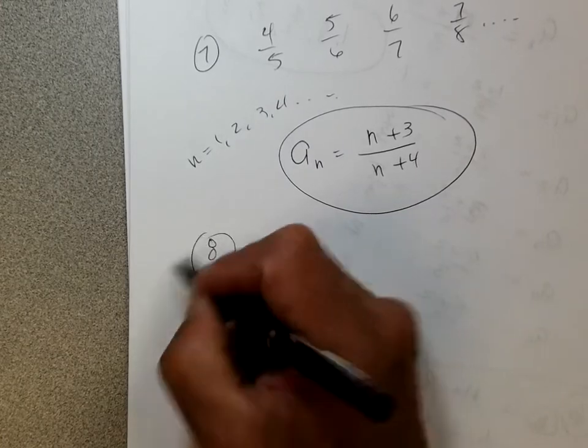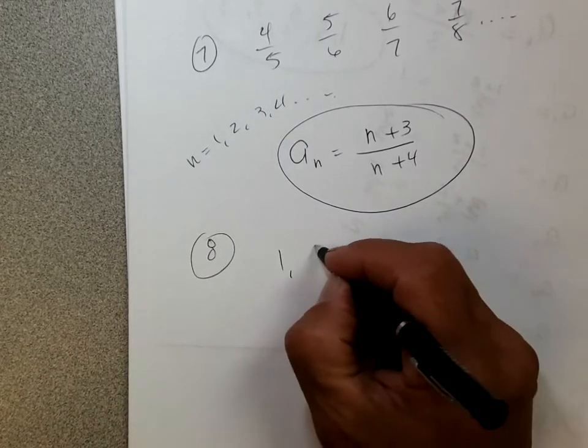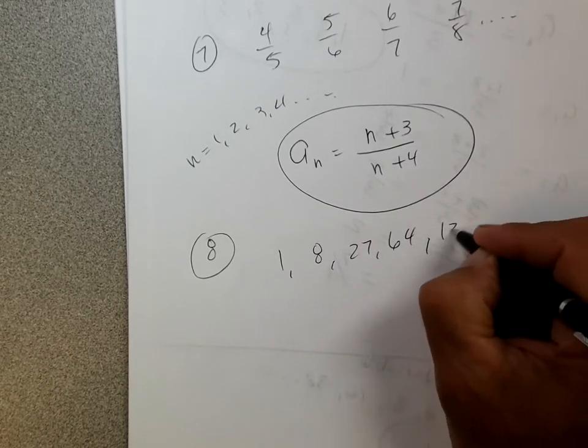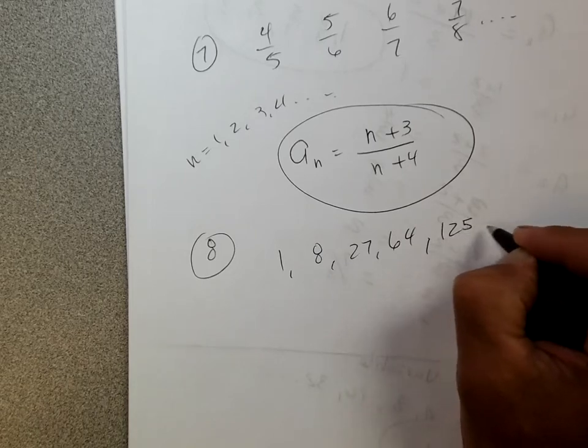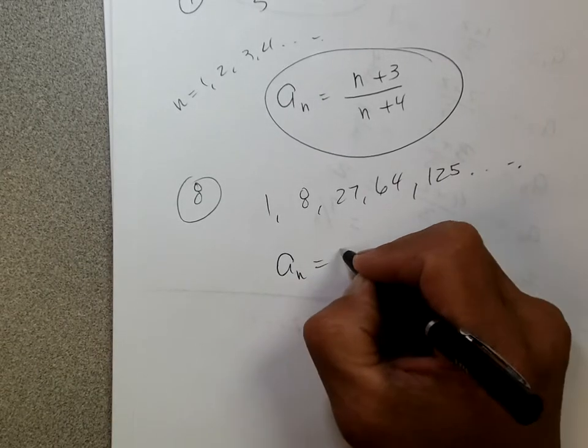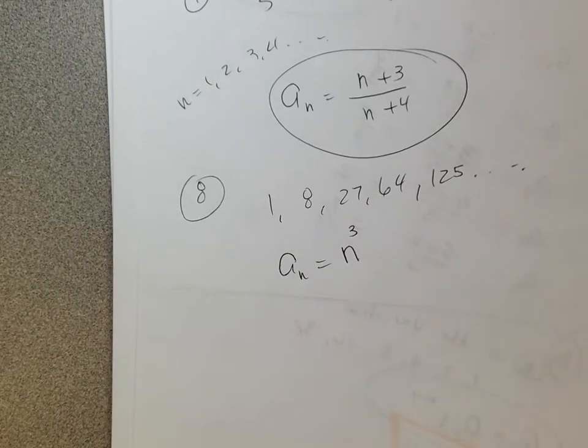Okay, number 8. I've got 1, 8, 27, 64, 125, dot, dot, dot. Do you recognize these numbers? These look like special types of numbers. What are they, Katie? No, it's the cubes. They're cubes. Oh gosh, they're cubed. A of n equals n cubed. That's my formula. 1 cubed, 2 cubed, 3 cubed, 4 cubed.